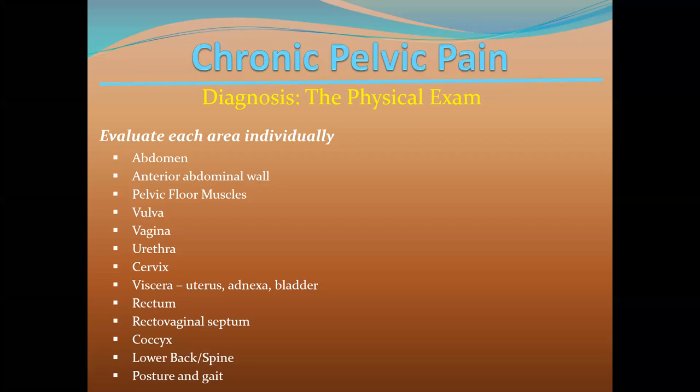Then the cervix: you do the speculum examination, looking for discharge, any polyp, or anything else you can visualize. Viscera: on the digital vaginal examination, you palpate the uterus, adnexa, and bladder. On the adnexa you look for ovarian tumor. For the uterus, you see the alignment, any irregularity, any fibroid in the uterus, or any adnexal or ovarian pathology.